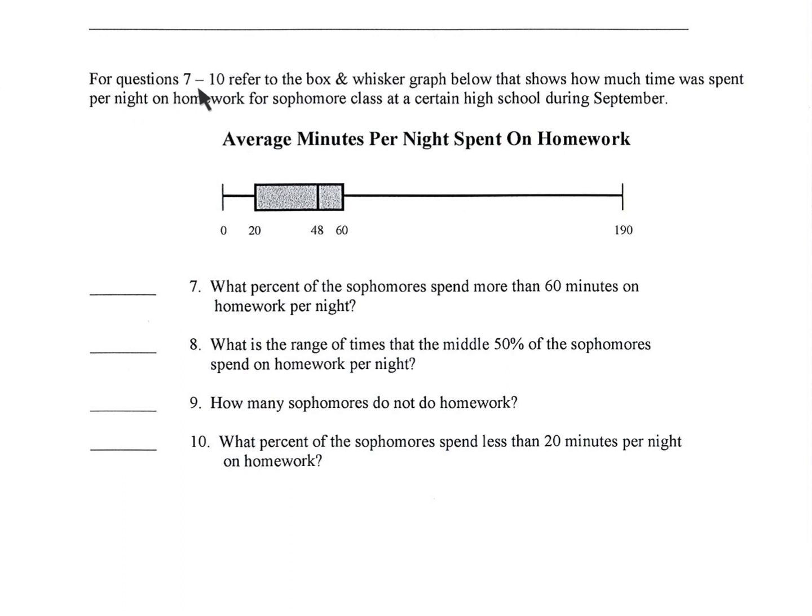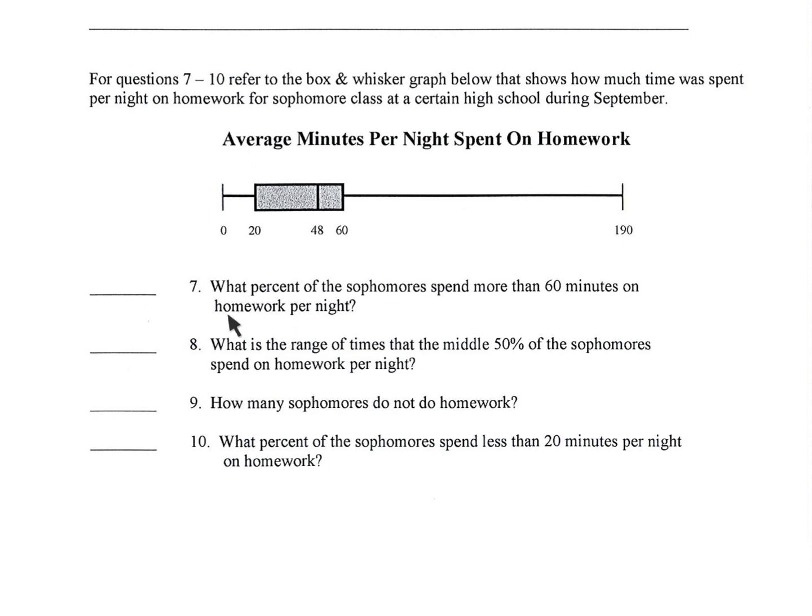For questions 7 through 10, refer to the box and whisker graph below that shows how much time was spent per night on homework for sophomore class at a certain high school during September. So the average minutes per night spent on homework, and here's our box and whisker plot.